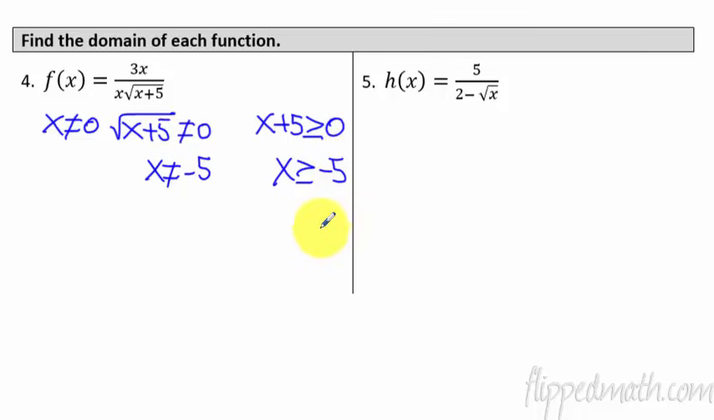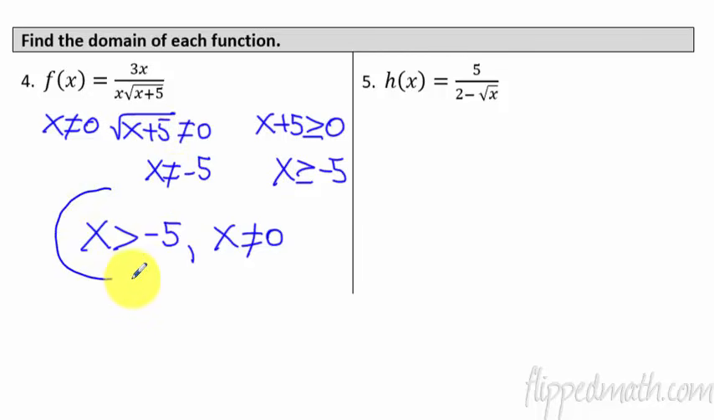So now we combine these three things. We say that x cannot equal 0. X cannot equal -5, but x has to be greater than or equal to -5. Well, it can't be or equal to -5 because we just said right here that it can't equal -5. So the domain of this thing is that x is greater than -5, but it also cannot equal 0. So this is the domain of that function. Okay, so you just look for when is the denominator going to be 0. That's the restriction. And it can't be negative under there.